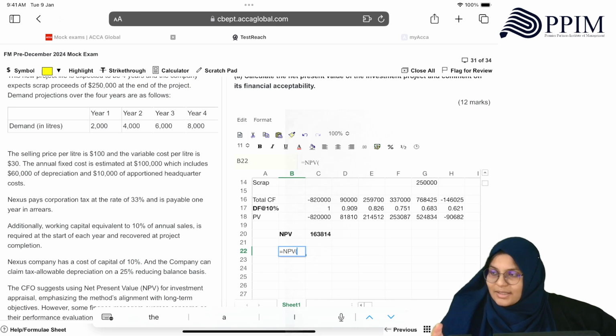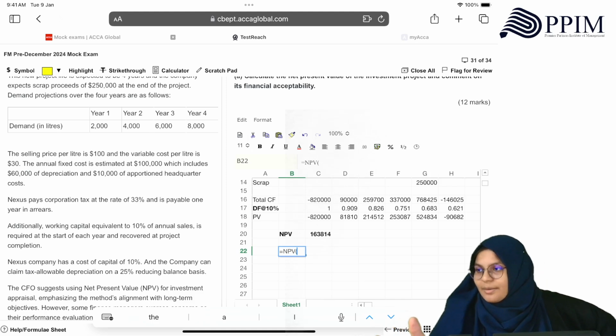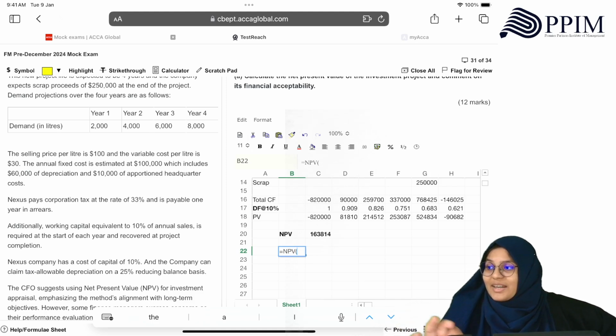It's a lot faster, but if you're comfortable with this, it's fine, because it will only take maybe 1 minute extra. But see, if there is a problem formulating and all of that, then it will take much longer. So in that case, it's better to use the spreadsheet method itself.